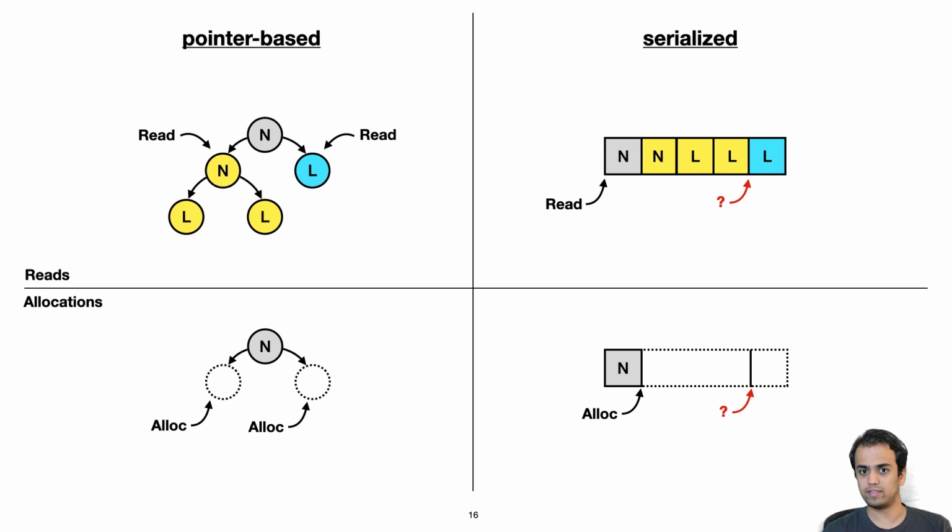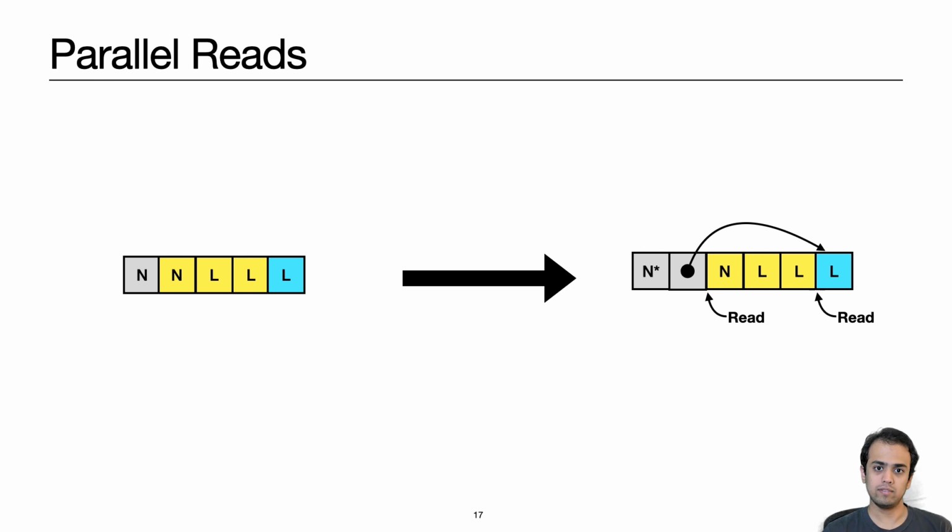For parallel reads, we introduce offset pointers like this. This pointer points to the right subtree here, and we can access the right subtree directly using this pointer. For the left subtree, we know that it's going to be serialized right after this pointer, and now we can process both of these trees in parallel.